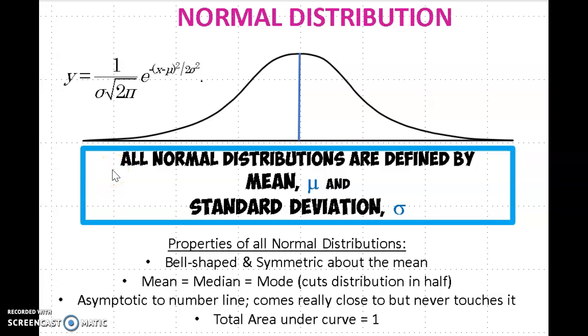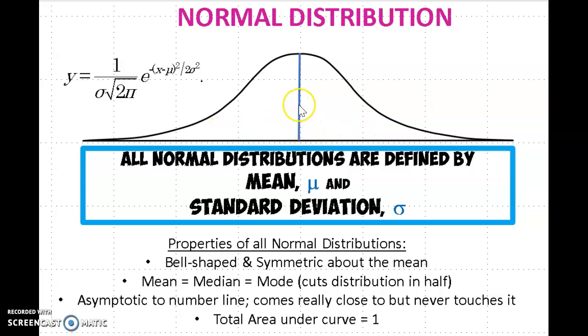All normal distributions are defined by their mean mu and standard deviation sigma. These are obviously population parameters as they are represented with Greek letters. And some properties of all normal distributions are that they are bell-shaped and symmetric about the mean. As a matter of fact, the center line or line of reflection is equal to the mean and the median and the mode. So all three measures of central tendency in a normal distribution lie right in the center. And symmetric means it's the same on both sides.